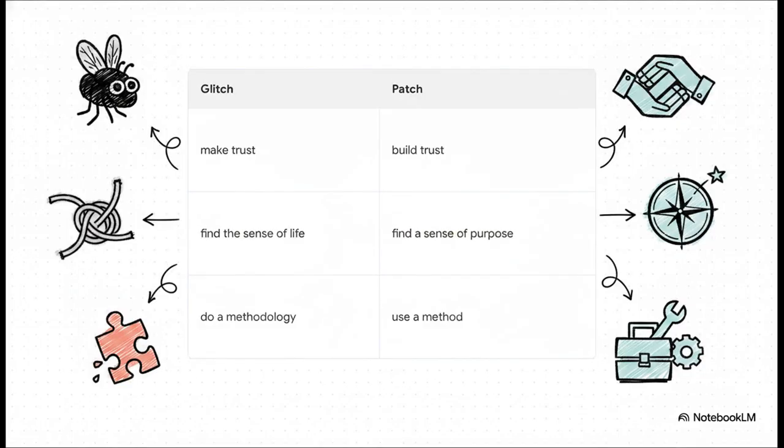So the crucial point here is that English fixes certain verb-noun pairs together, which we call collocations. Relying on a logical, direct translation from your native language is very often a bug. For example, you don't make trust. That's a glitch. You build trust. You don't find the sense of life. You find a sense of purpose. And you definitely don't do a methodology. You take an approach or use a method. Learn the pairs that naturally flow together.